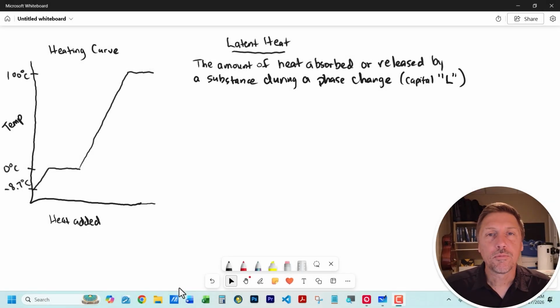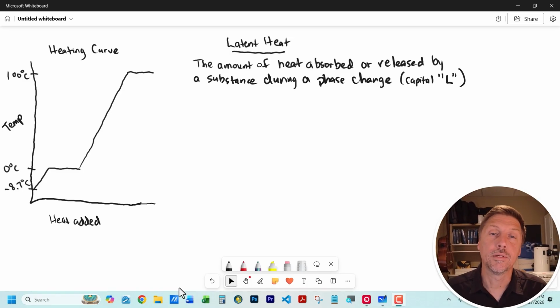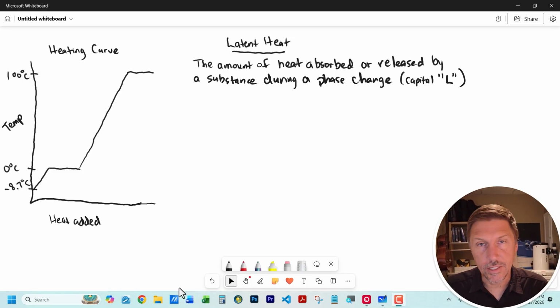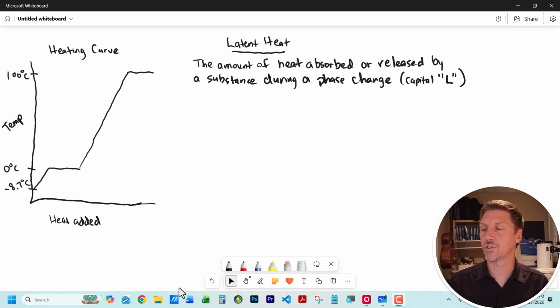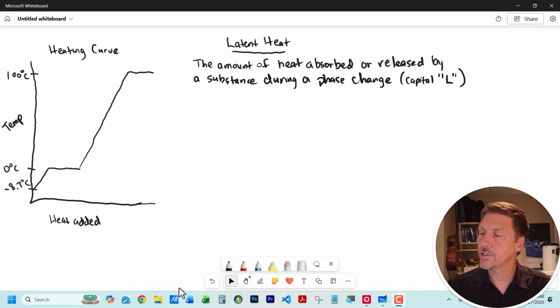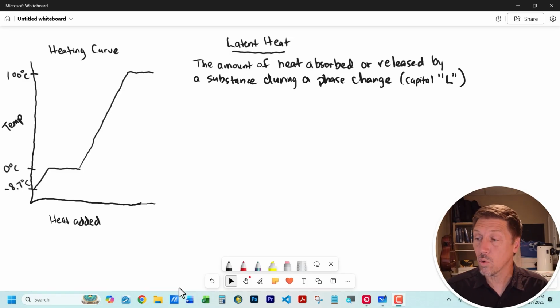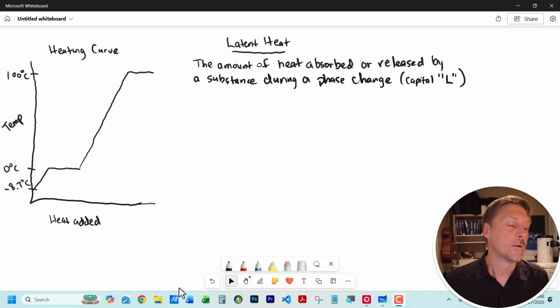Well, let's finish up chapter 13, and this last topic we want to talk about is the idea of latent heat. Now, when I gave you a definition for heat at the very beginning of this chapter, we said heat is just another form of energy, and the definition said that it's the energy that is exchanged because of a difference in temperature or in a phase change or a change in phase.